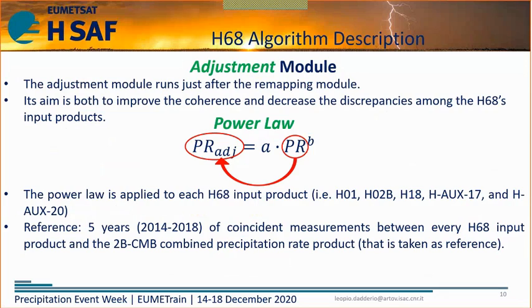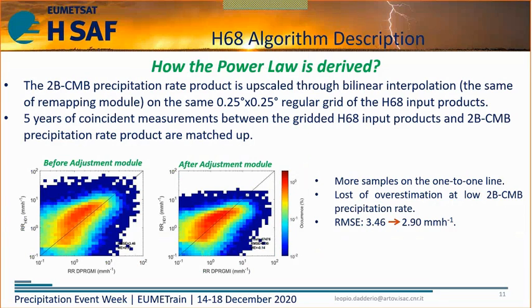H68 input product. The power law is obtained taking as reference 5 years of coincident measurements between every H68 input product and the to-be combined precipitation rate. So more specifically, the to-be combined precipitation rate is upscaled through the same linear interpolation on the same 0.25 by 0.25 degree regular grid, and the coincident measurements are matched up, and the power law is derived.